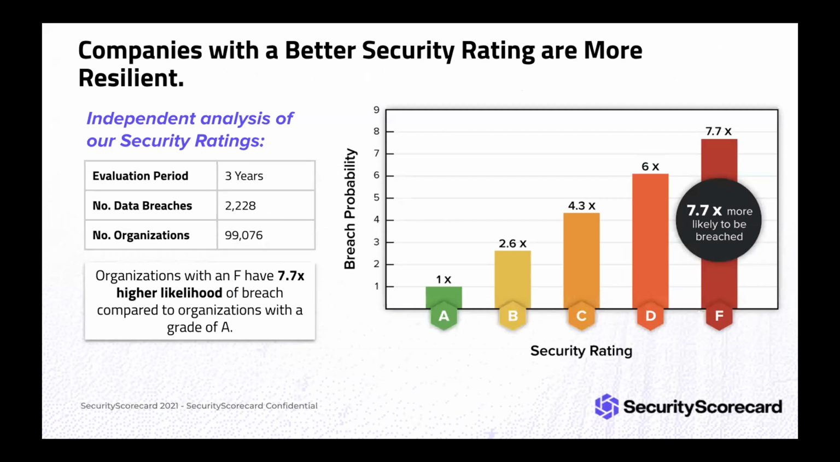You would be surprised how much you can tell just from the outside, but we had our data independently verified over the course of a 3-year evaluation period. We looked at over 2,000 breaches across almost 100,000 organizations, and that independent analysis found that F-rated companies on our platform are almost 8 times more likely to be breached than A-rated companies. And even the B-rated companies, which we would consider to be pretty good, are over 2.5 times more likely to be breached than A-rated companies. So put another way, if we can get all those Fs up to As, we would be reducing their likelihood of breach by almost 800%.